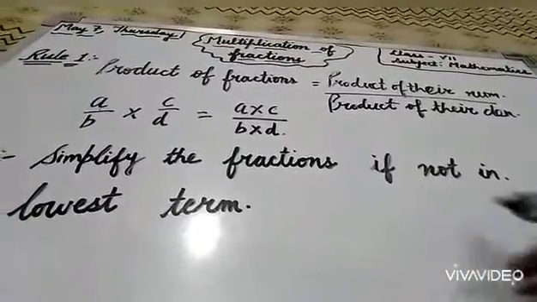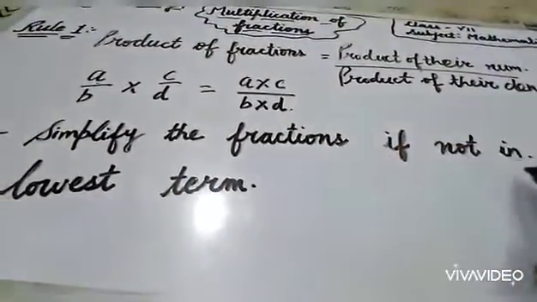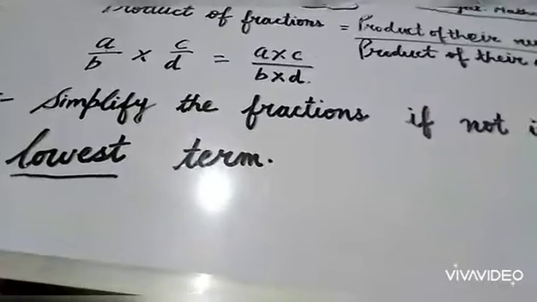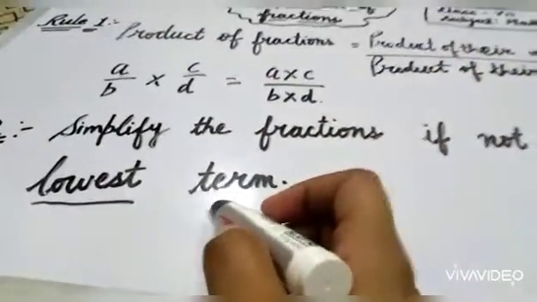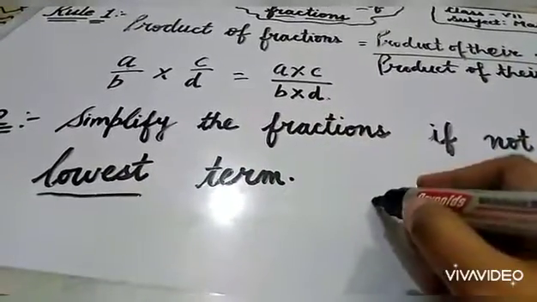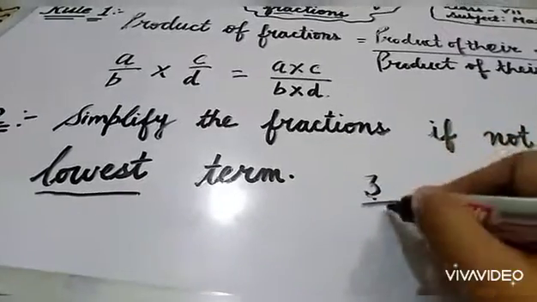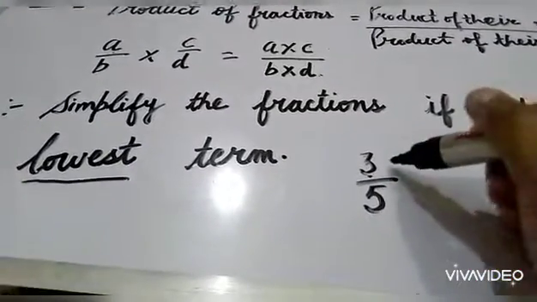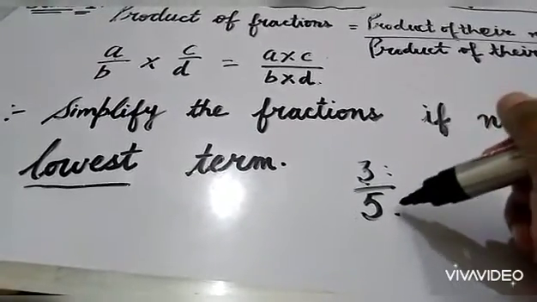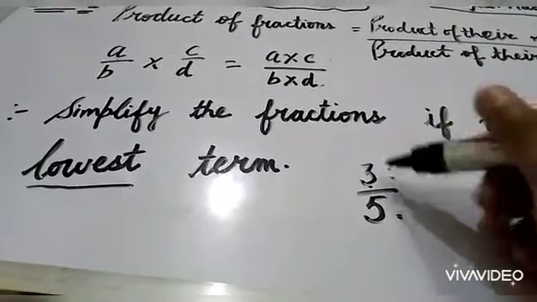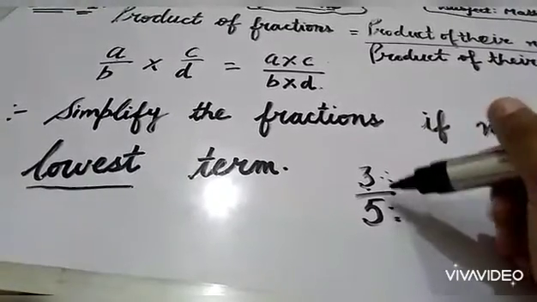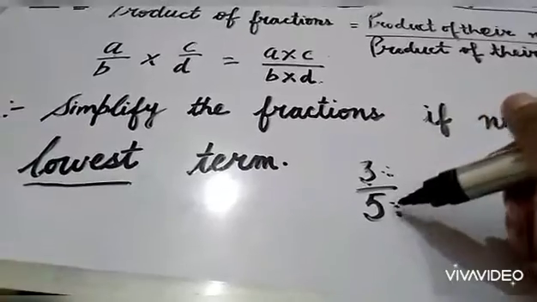Now the second rule is that you have to simplify the fraction if it is not in lowest terms. I think students, you know about the lowest term or standard form. In an earlier class we have already discussed the lowest term. Suppose you have a fraction with 3 here and 5 here. Now you have to check the numerator and denominator. If the only common factor is 1, that means the fraction is in lowest terms. Let's see 3 and 5: the only common factor of 3 and 5 is 1, that means it is in the lowest term.